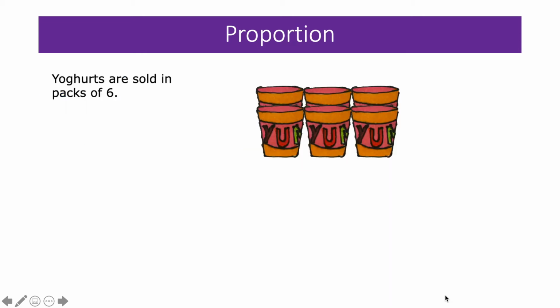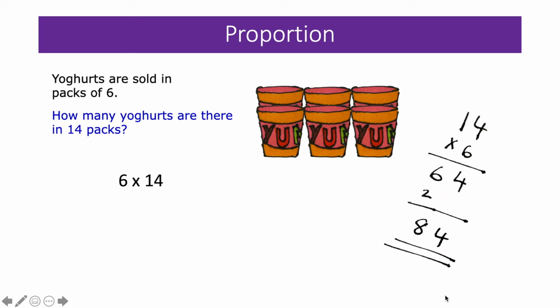Awesome. Next one. Yogurts are sold in packs of 6. The question says, how many yogurts are there in 14 packs? Okay, so I've just got to imagine I've got lots and lots of yogurts. In fact, 6 lots of 14, which comes to 84.